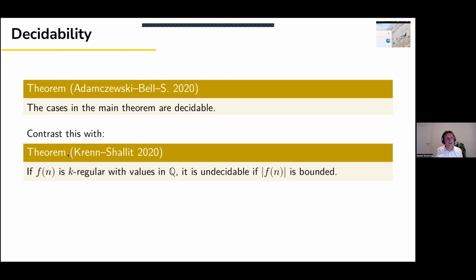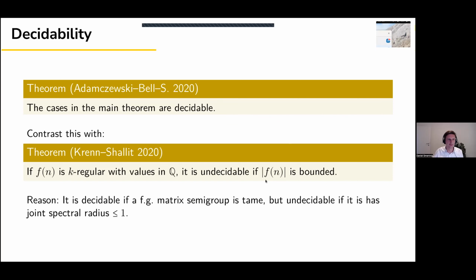who showed that if you take a k-regular sequence with values in the rational numbers, but you only look at the usual Archimedean absolute value, then it is undecidable if this sequence is bounded. So if we look at the sequence of heights, we can decide if it's bounded, but if we look just at the sequence of absolute values, it's undecidable. And the basic reason is that we can decide if a finitely generated matrix semigroup is tame, so if all the eigenvalues are roots of unity, but it's actually undecidable whether it has a joint spectral radius less than or equal to 1, which would correspond to this characterization here.